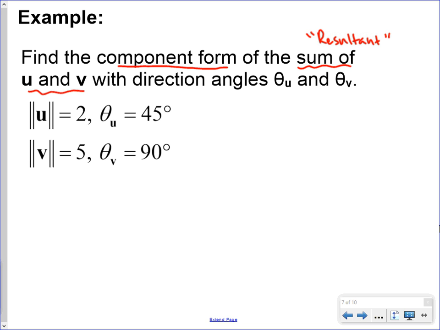So spend a little bit of time at your desk and see if you could get the component form for the sum of vectors u and v, which means you're going to have to find vector u and vector v so that you could add them together. So see if you could do that. I'll give you a minute or so to work that out.